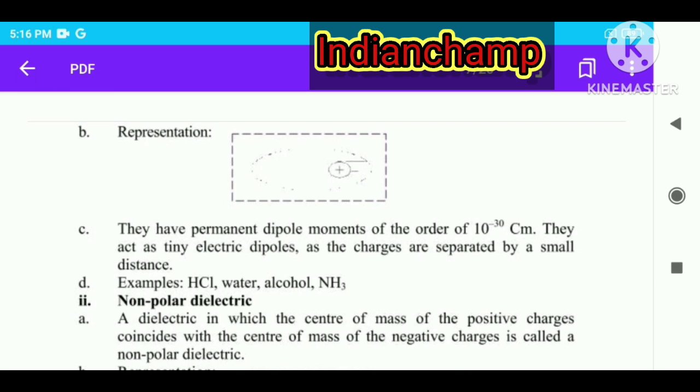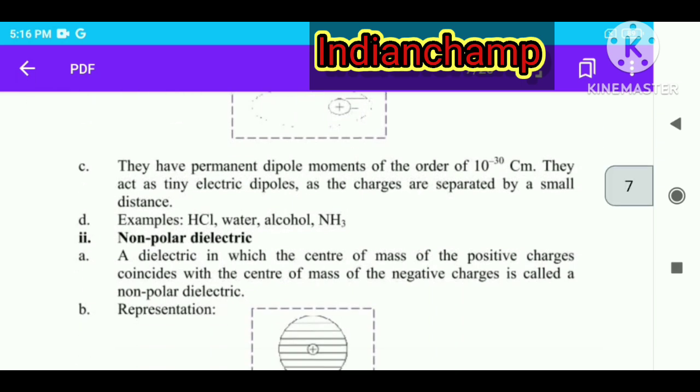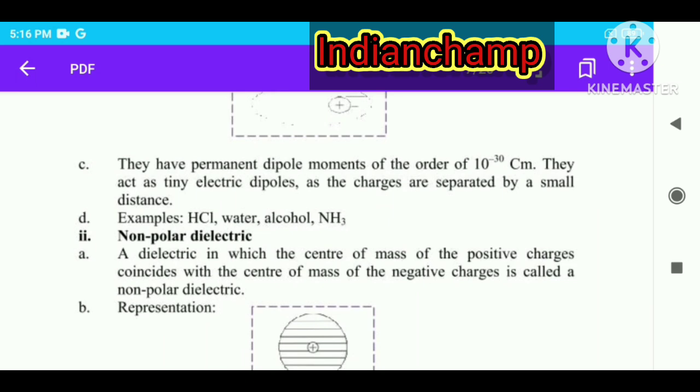C. They have a permanent dipole moment of the order of 10 raised to minus 30 C·m. They act as a tiny electric dipole as the charges are separated by a small distance. Option D. Examples: HCl, water, alcohol, NH3.